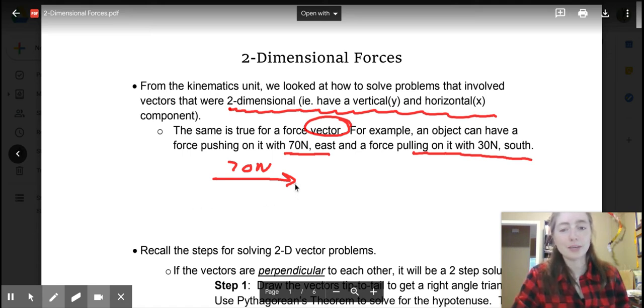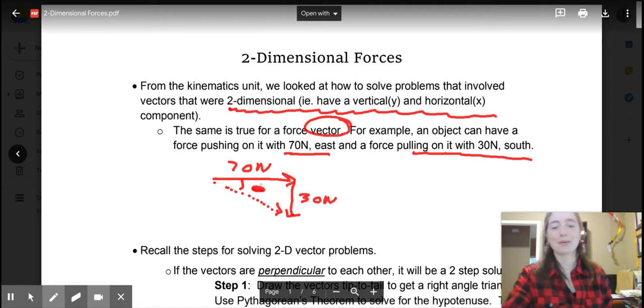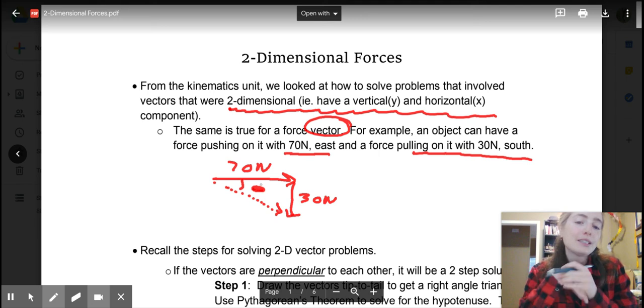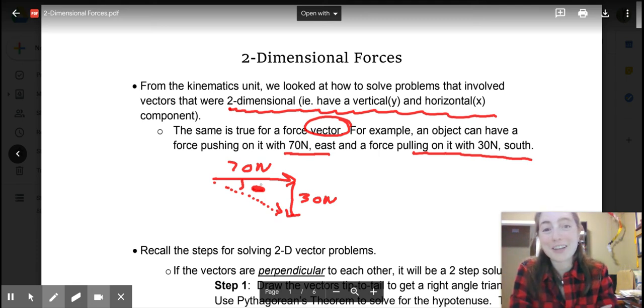Okay, so tip to tail. Then you have your 30 newtons. Well, guess what now, ladies and gentlemen? We have our resultant. And guess what? We can find theta. This all looking pretty familiar? Hope so. Now keep in mind that this example that we just drew has two vectors that are perpendicular to each other.